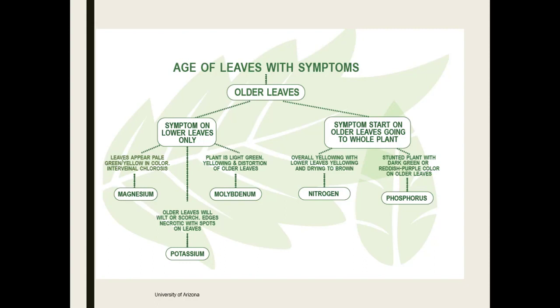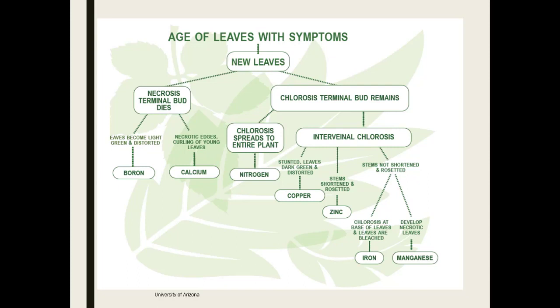And when you have mobile nutrients such as potassium, phosphorus, and nitrogen, you're going to see the damage in older leaves. The new growth is going to be more green. When you see symptoms on the new leaves, it may be a deficiency in something like iron, because it doesn't move through the plant quickly, so the lower leaves are going to be green.